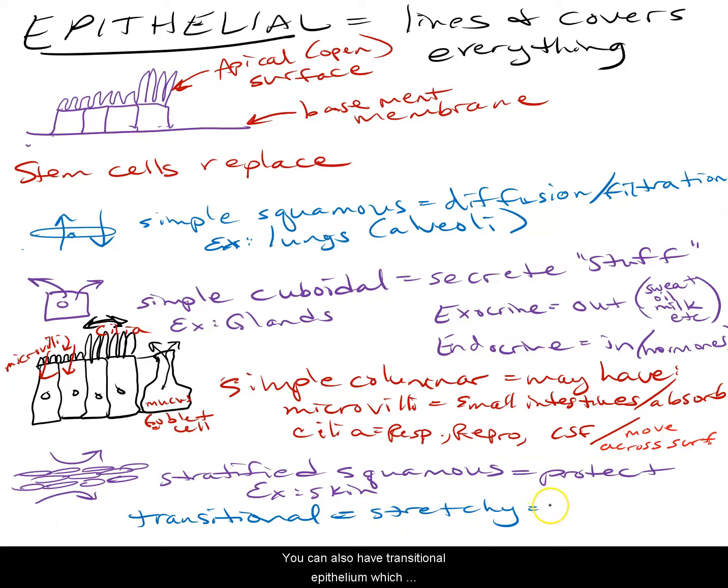We can also have transitional epithelium, which is very stretchy. So we find that in the urinary bladder because it needs to change shape and increase and decrease in volume multiple times throughout the day. Keep in mind there are other types of epithelium, so make sure this is just your starting point for review.